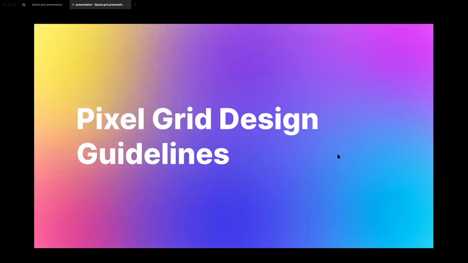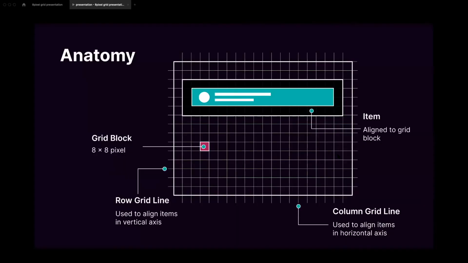Let's now discuss the pixel grid system guideline. First of all, let's see the anatomy of the grid system. What you can see in this image is the anatomy of the 8-point grid system, in which one block is 8 by 8. The row grid is used to align items vertically, and the column grid is used to align items horizontally. We can align elements in this grid block, and this process is called snapping.